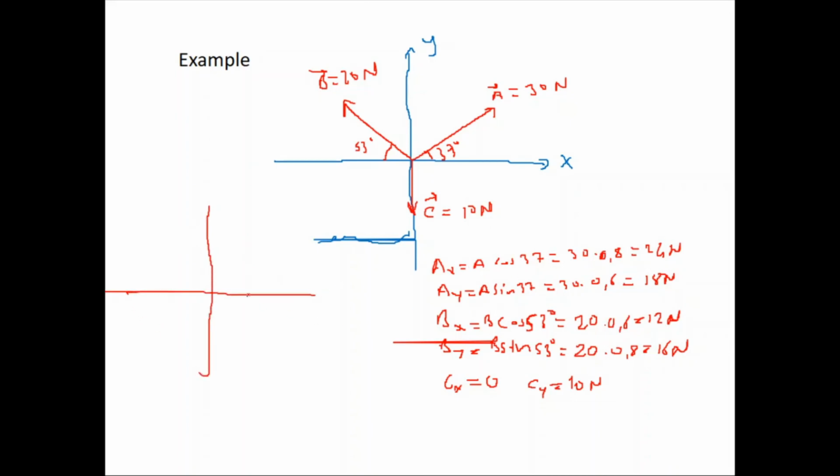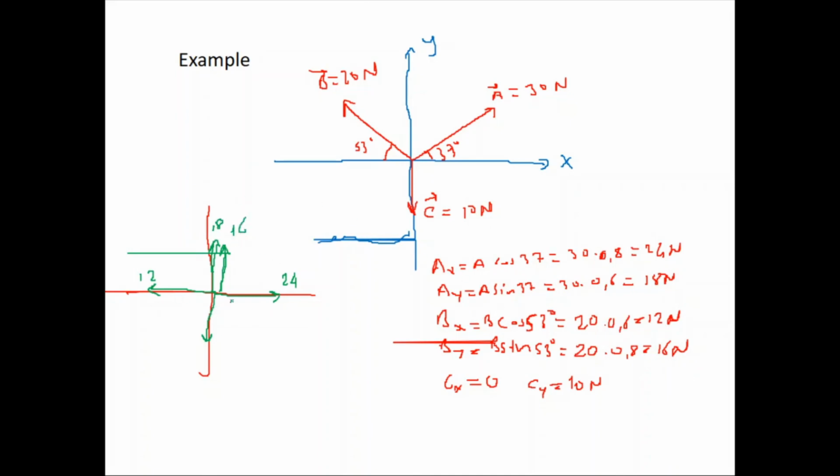Now, ax is 24 newtons. Bx is in the opposite direction, and ay is in this direction, and there is a by also in the same direction, and there is cy in this direction. This is 24, and bx is 12, and ay is equal to 18, by is equal to 16.